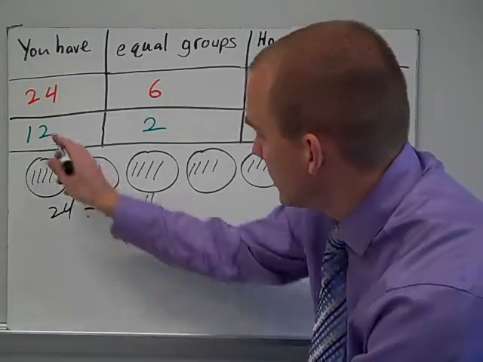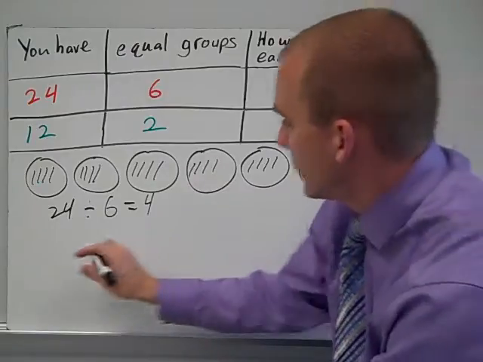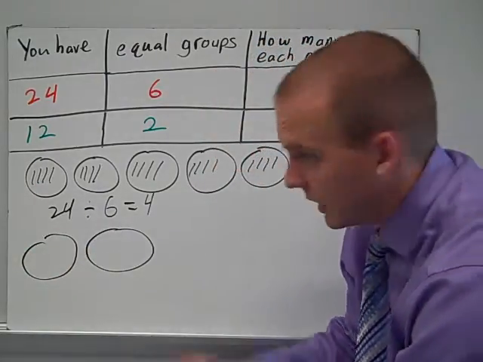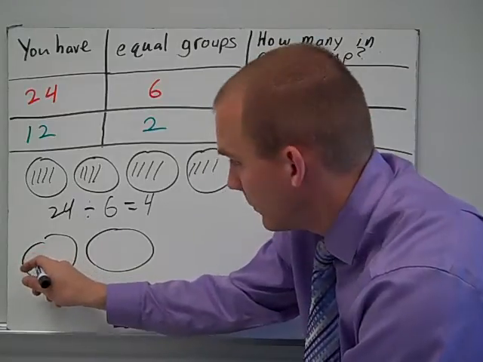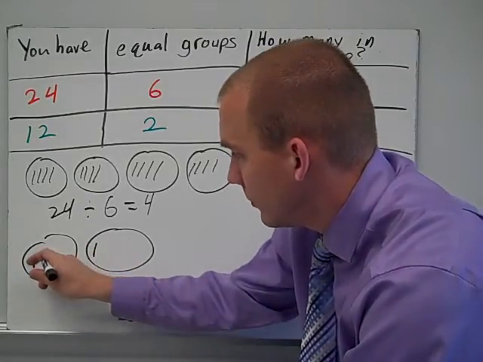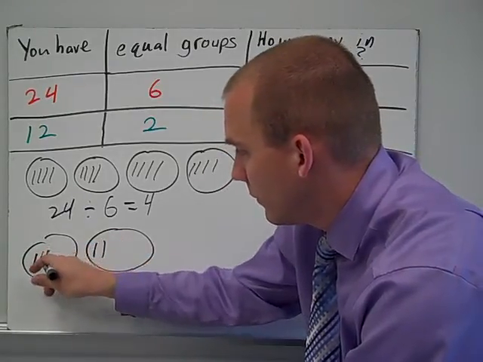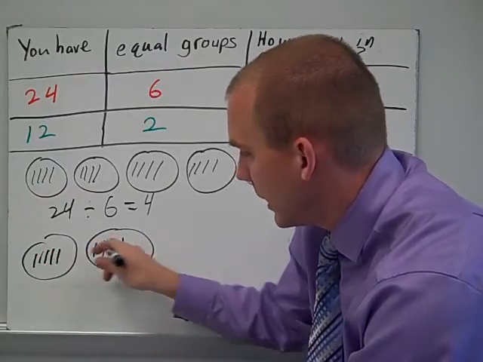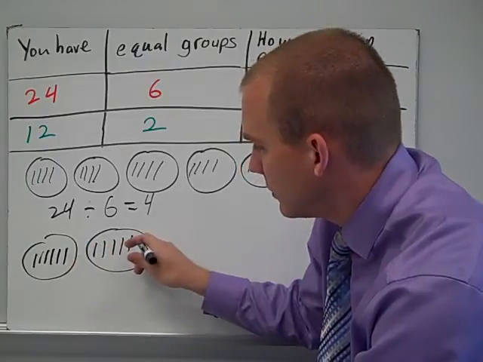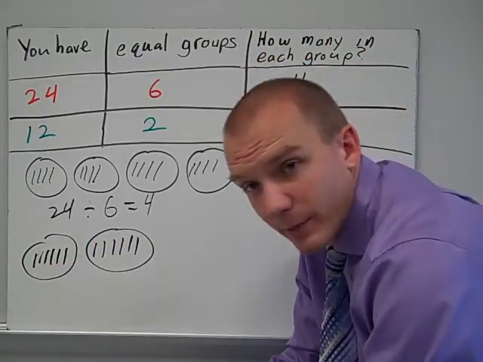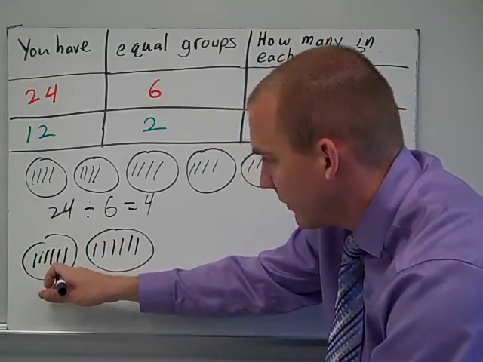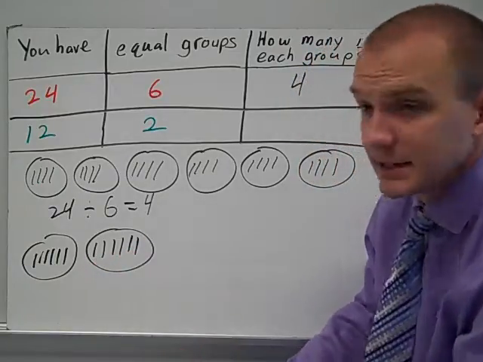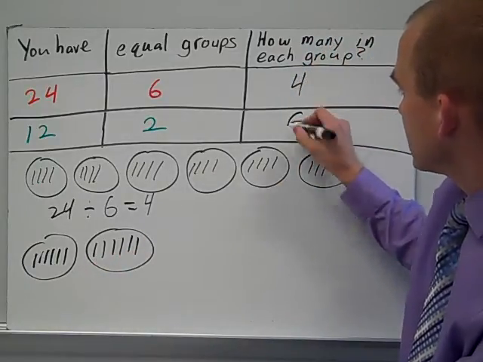Alright, so you have 12, you have 2 equal groups. You start out by drawing your 2 equal groups, 1, 2. And now I just start counting to 12 and share them. 1, 2, 3, up to 12. Each bag has 1, 2, 3, 4, 5, 6. So each bag has 6. My answer would be 6 in each group.